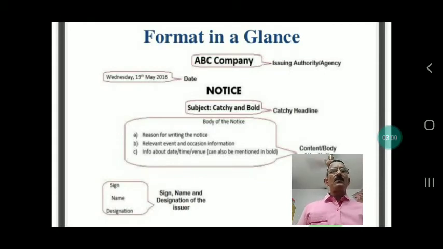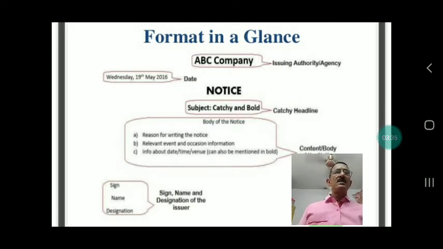Here is the format at a glance. If it is an institution issuing the notice, you can write New Era High School, DAV Public School, or any school or any agency. Then the date and day you can also mention, or the day you can leave out. So, 19th May 2021 or 2016, something like that.